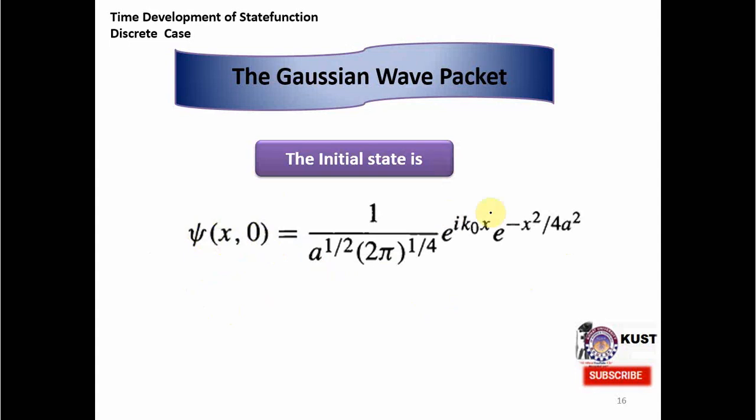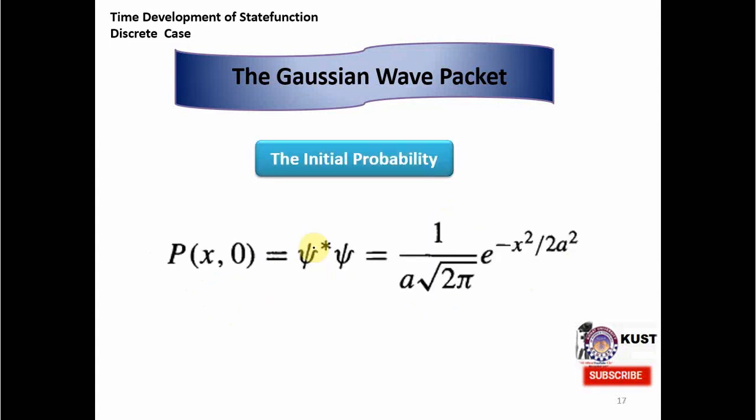If you take the psi star of it, multiply it out, you will get this value. The first term will just go away because of the complex conjugation, and then you will be left with this. So this is the probability of the initial state, the initial probability, and the total probability must be equal to 1. This is the consistency condition.